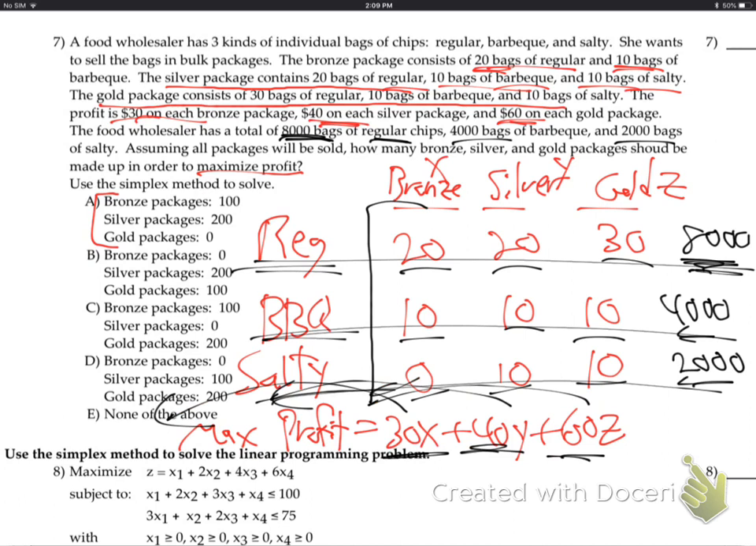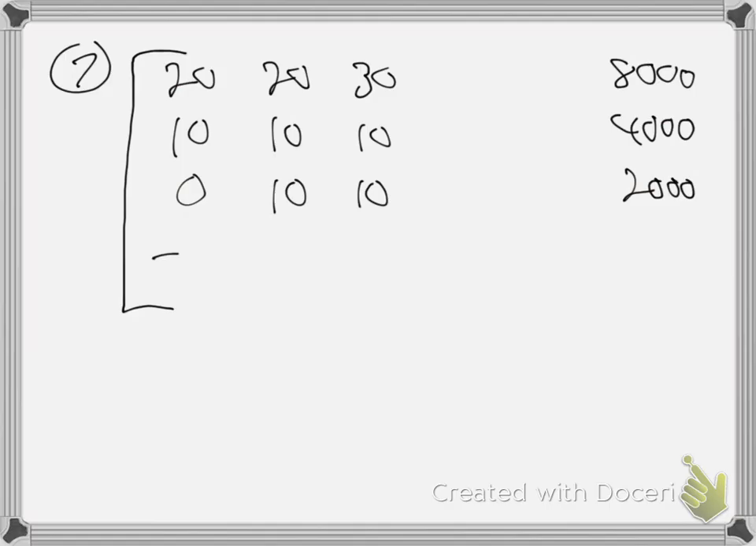See how we have all the x, y, z left? Negative. That's why they become negative. They jump to the side. Negative 30, negative 40, negative 60 on the bottom. Negative 30, negative 40, negative 60.